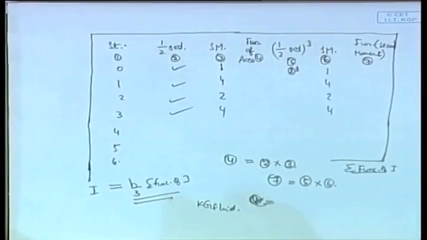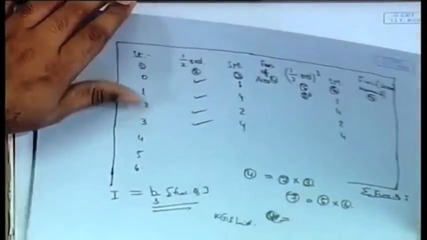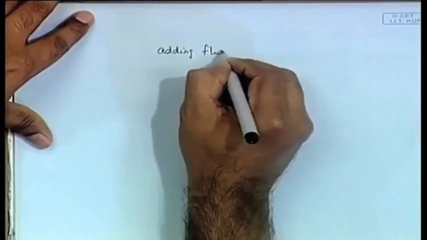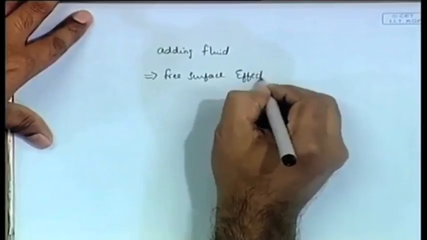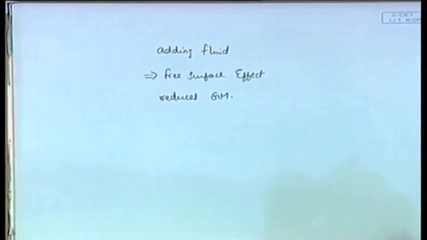Okay, and so what you are going to see is that when there is such a case of adding a fluid, this is the net result: when you add a fluid to a body in the ship in the form of a tank in such a way that you do not completely fill the tank and leave part of it free, then you end up with a free surface effect, and this effectively ends up reducing your GM because your G moves up.